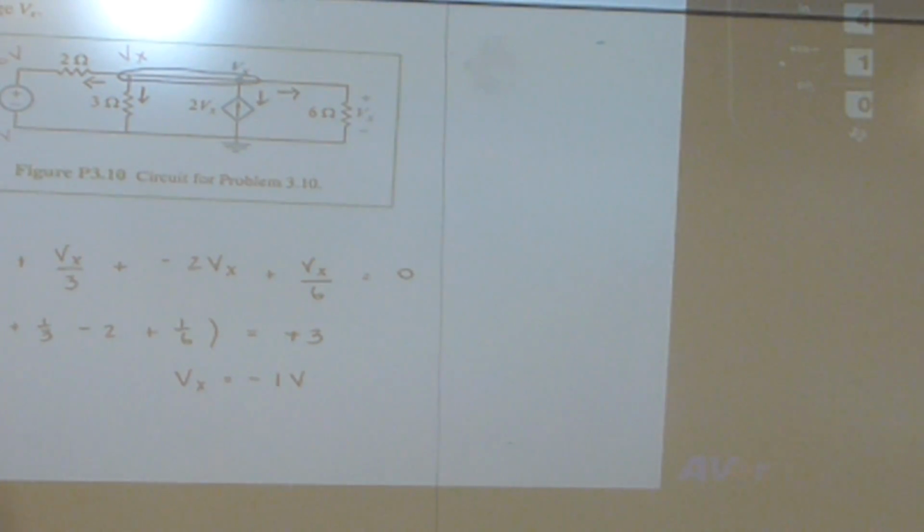Why is that first one down on the right-hand side, right next to the source? Why is that one down? I'm sorry.